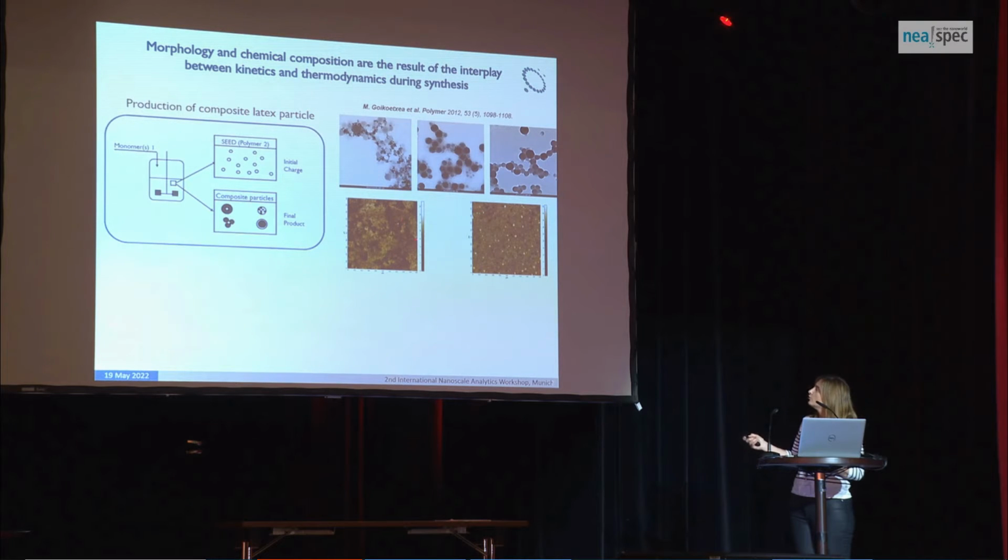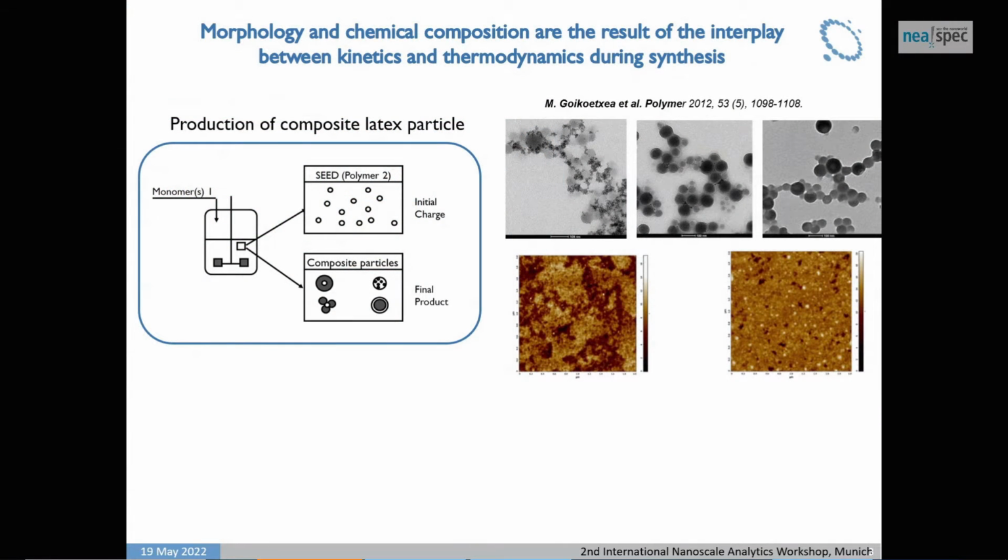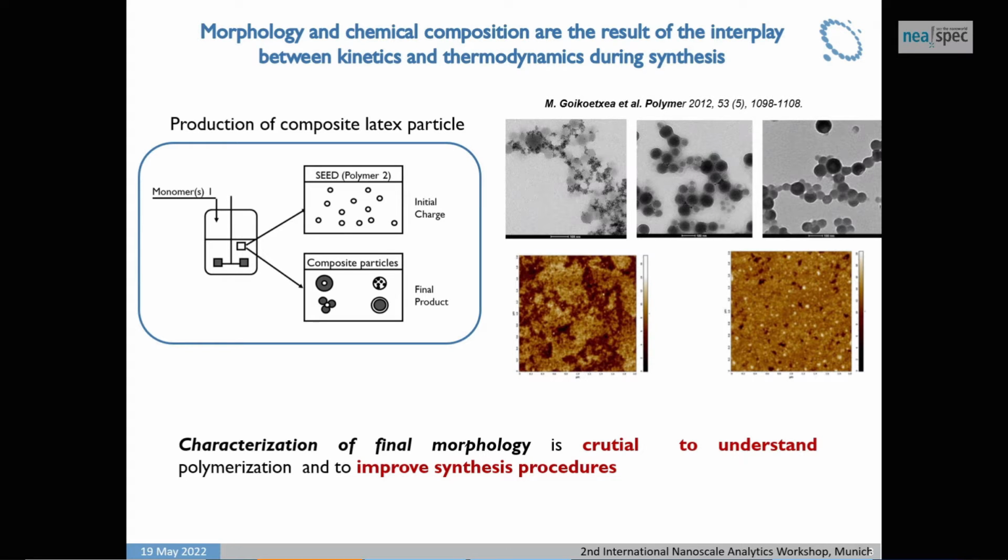This was designed for a coating, and here we have more phase separation and here a more homogeneous film. The good thing is that by properly designing the polymerization, we can tune the properties. That's why it's so important to properly characterize the final particle morphology, in order to design knowledge-based strategies.